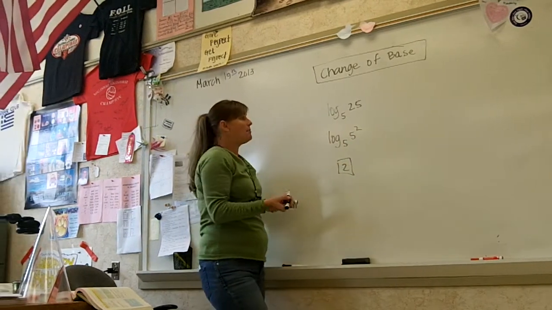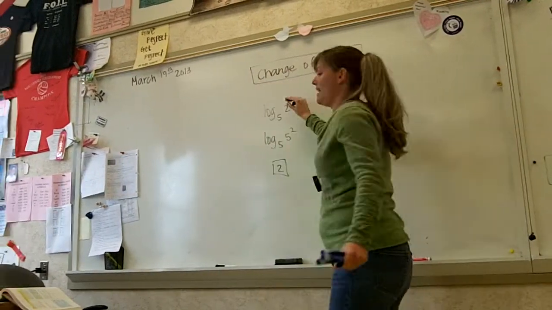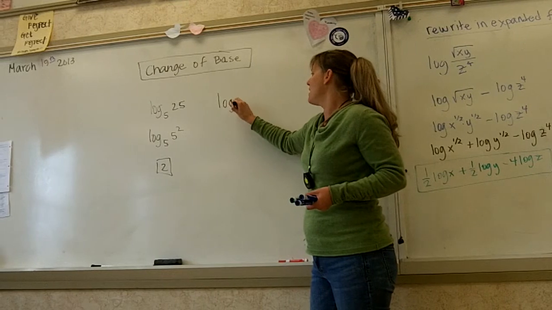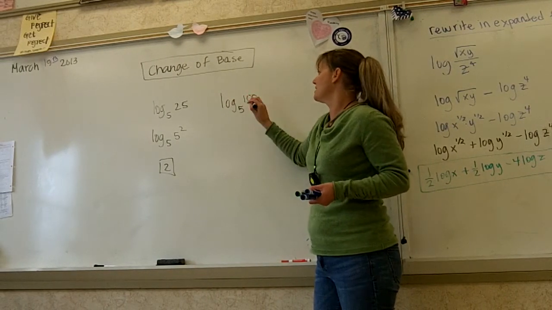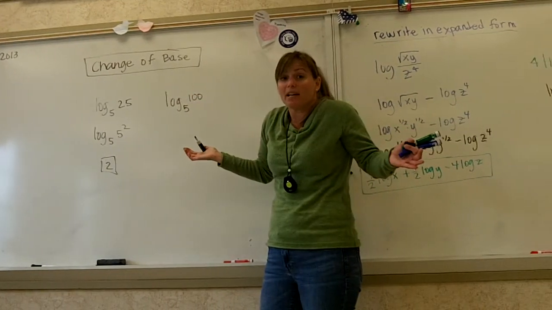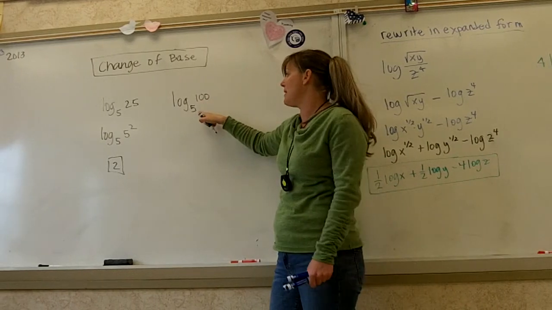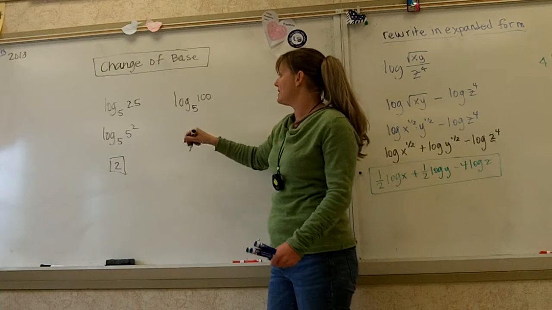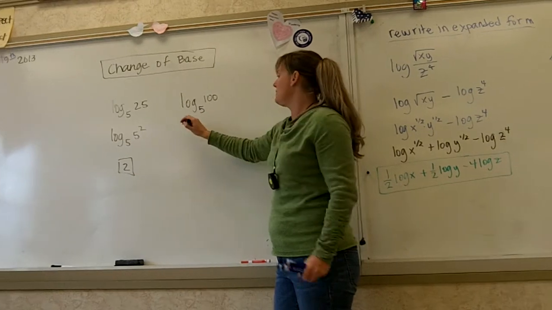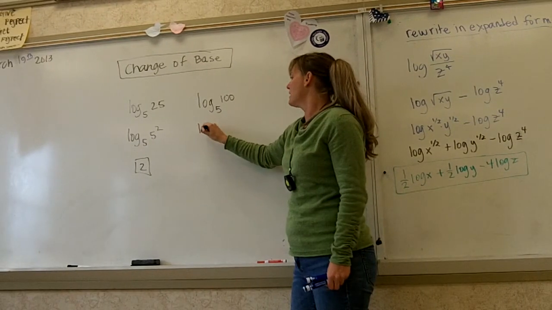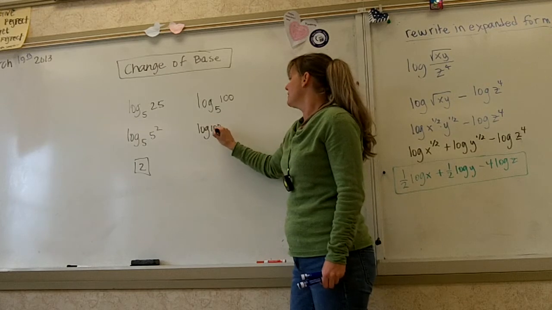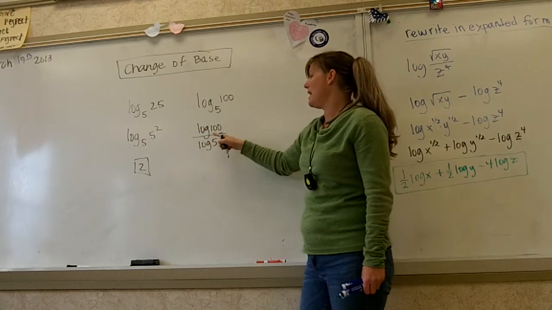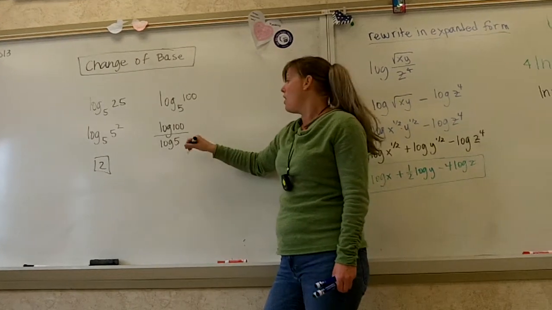Easy. But what happens if I end up with a number over here that I can't rewrite in terms of the same base? So let's say I have log base 5 of 100. Oh my gosh, I can't rewrite 100 as a power of 5, so I'm kind of done. So I'm going to use the change of base. So the change of base says all I have to do is write it as log of 100 divided by the log of 5. And basically now I'm changing it to base 10.